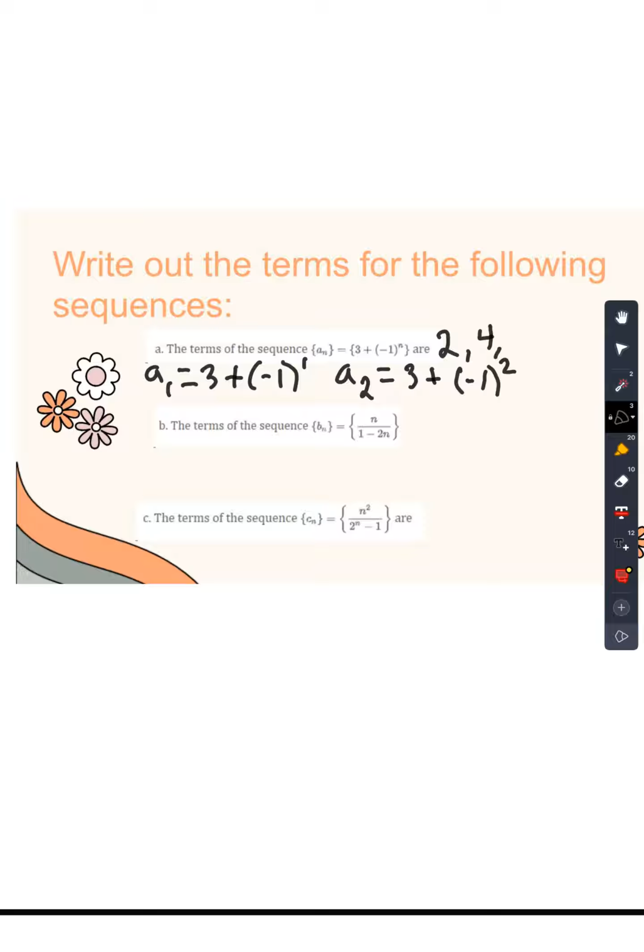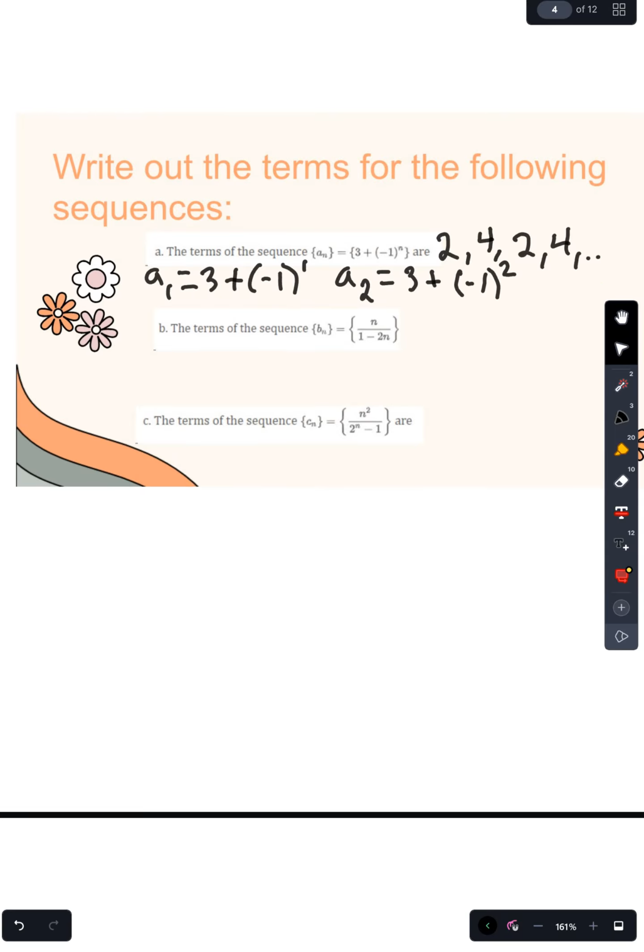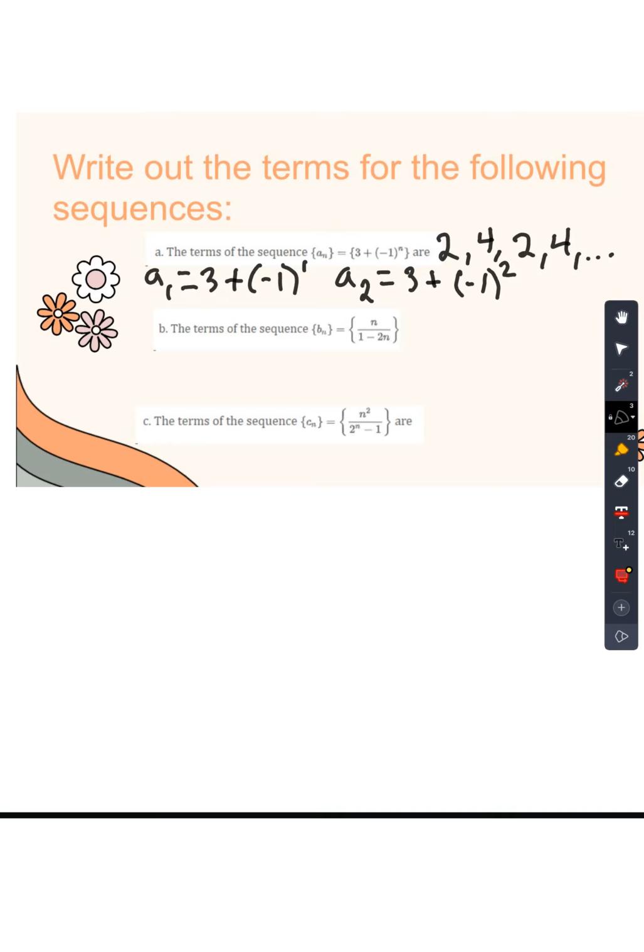But because we're just either raising it to an odd or an even power, those numbers are just going to continue to go back and forth. And so this is what we call an alternating series. There are different types of alternating series. This one is alternating because it's alternating between two numbers. We'll also see more often our alternating series are going to be because they're alternating between positive and negative.